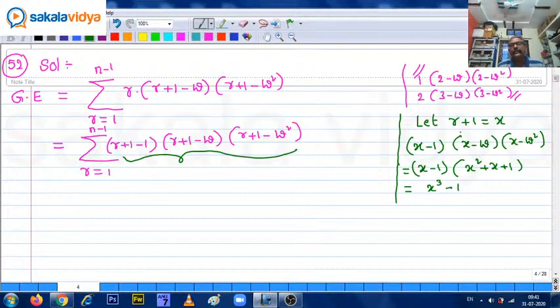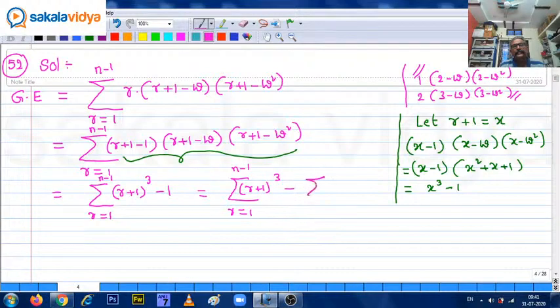So with the help of this, what does x stand for here? r plus 1. So this can be written now as sigma r is equal to 1 to n minus 1, r runs from 1 to n minus 1. This product is r plus 1 whole cube minus 1. So we can split it as sigma r is equal to 1 to n minus 1 of r plus 1 whole cube minus sigma r is equal to 1 to n minus 1 of 1.